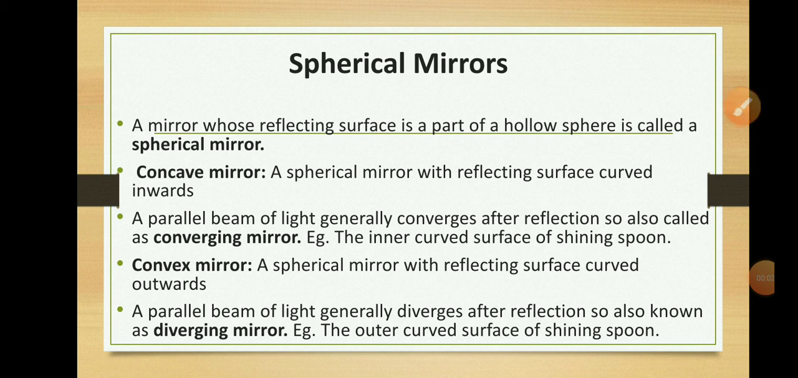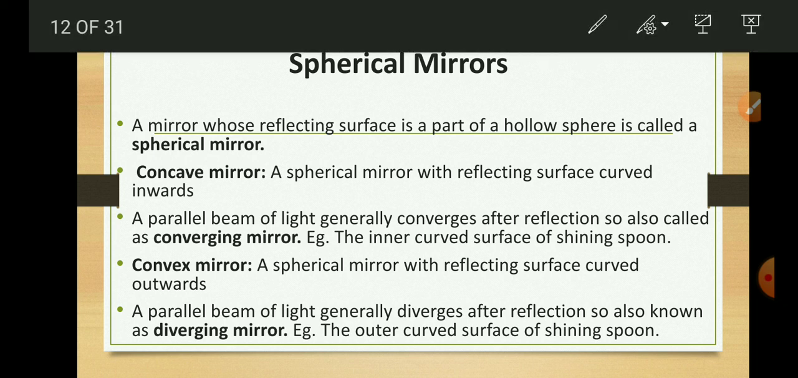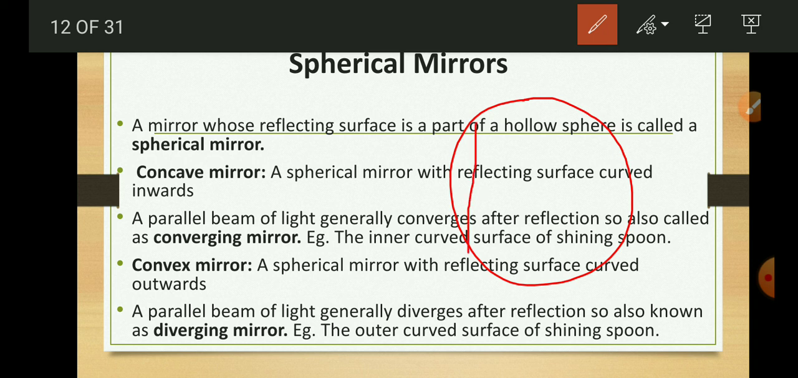What is a spherical mirror? A mirror whose reflecting surface is a part of a hollow sphere is called a spherical mirror. If we take a big thin hollow sphere and polish it from one side and make the other side opaque, and then cut a thin slice of this big hollow sphere, this small piece is our spherical mirror. As the reflecting surface is part of a sphere, these mirrors are called spherical mirrors.